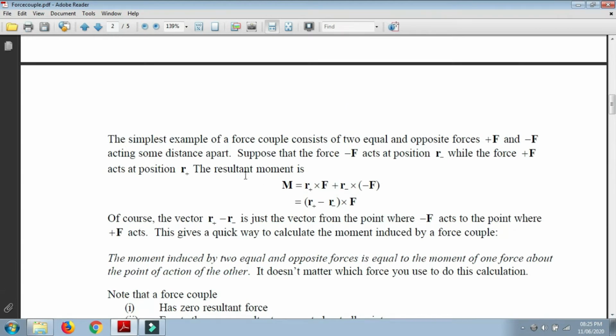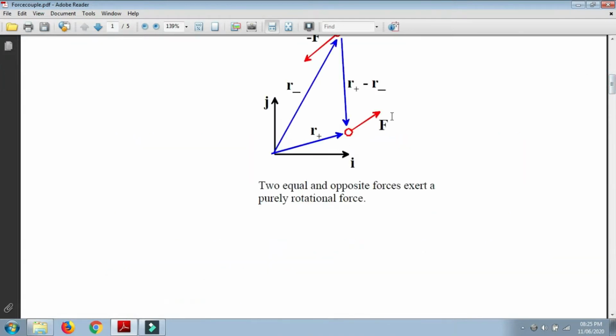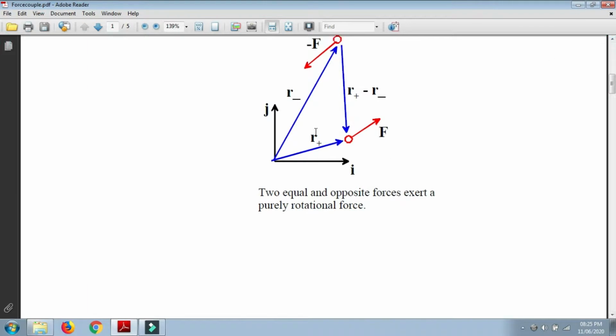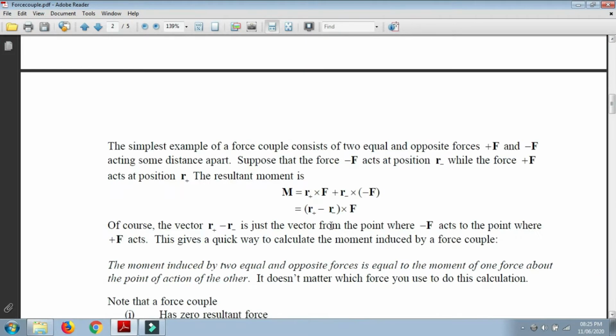How do you calculate it? M is equal to R plus cross F plus R minus cross minus F. Here it is, R plus cross F and R minus cross minus F. Since F and minus F are basically the same vectors, the force vector F, we take it as common into cross F, and this will be R plus minus R minus cross F. Of course, the vector R plus minus R minus is just the vector from the point where minus F acts to the point where F acts.